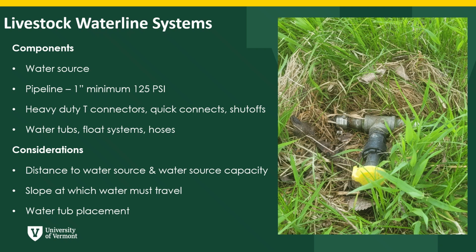Working with a producer to plan for a new waterline system or for making improvements on an existing system is very farm specific. Components of a waterline system for livestock include a good water source or multiple water sources, pipeline that is a minimum 1 inch in diameter and 125 psi, heavy-duty pipeline T-connectors, quick connects, and shutoffs, and water tubs with float systems and hoses for moving them around.